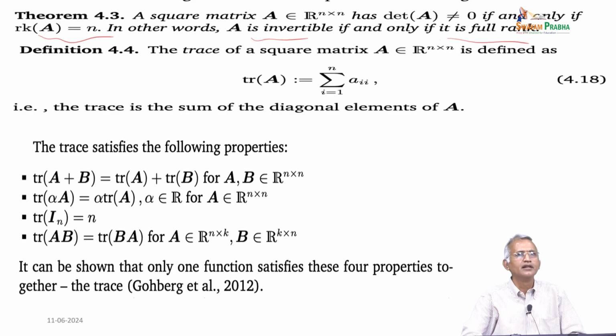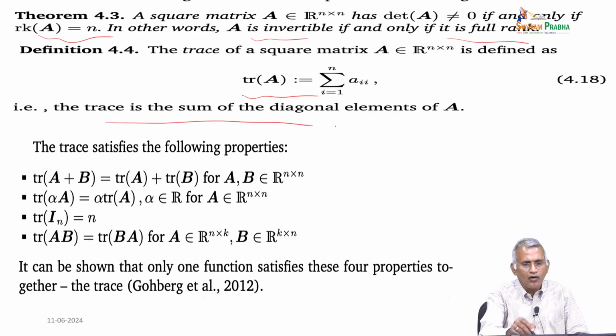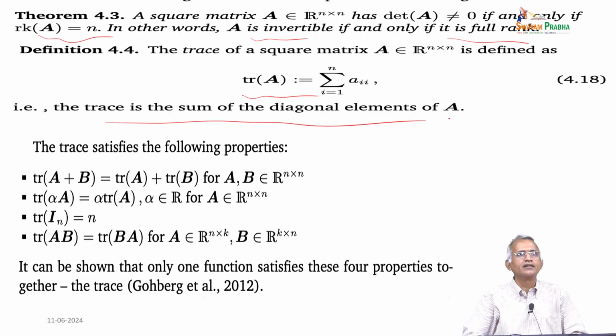Next, the definition. The trace of a square matrix is the sum of the diagonal elements of the given matrix. So, sum all the diagonal elements of the matrix, and that is called the trace. They have the following properties. You take matrix A and matrix B, then the trace of A plus B equals the trace of A plus the trace of B, for A and B in n cross n matrices.